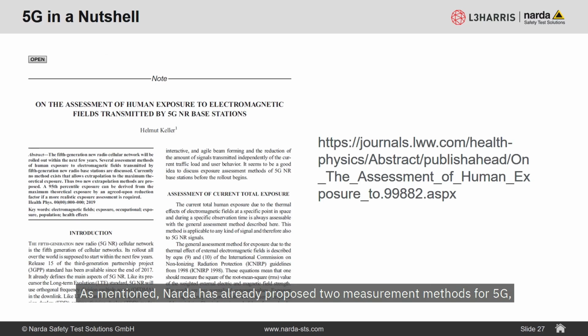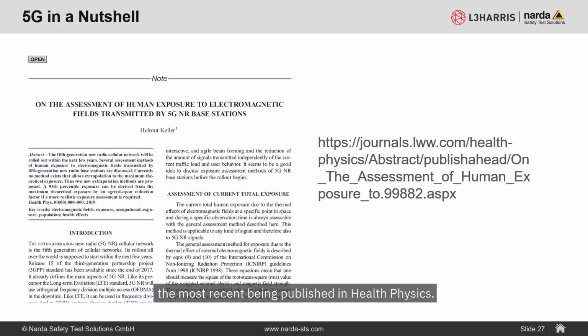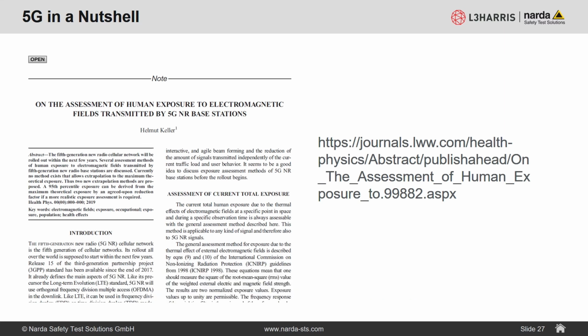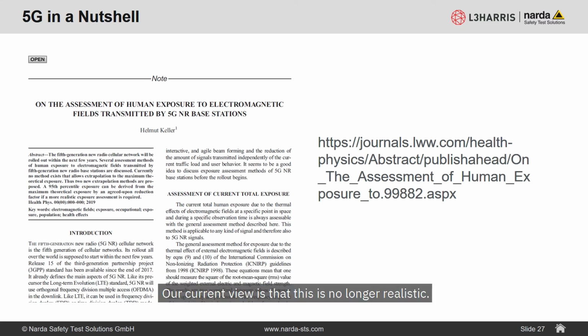As we have mentioned, Narda has already proposed two measurement methods for 5G, the most recent being published in Health Physics. But both these 5G measurement methods assume a fixed or known factor for the difference in antenna gain between signaling and traffic. Our current view is that this is no longer realistic.